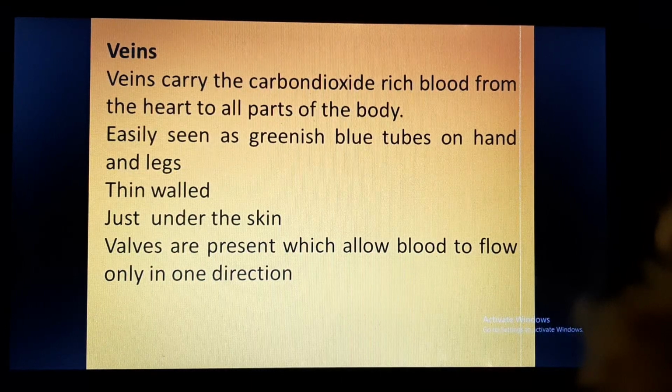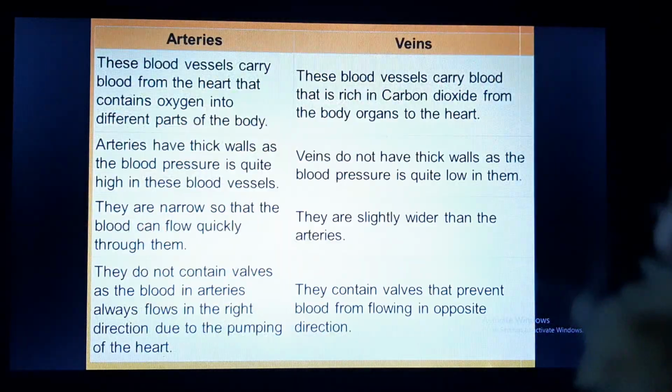We had studied that blood flows rapidly in arteries. In veins, blood does not flow rapidly. The flow is not under high pressure and the speed is slow. Therefore, valves are present so that blood is flowing in only one direction.